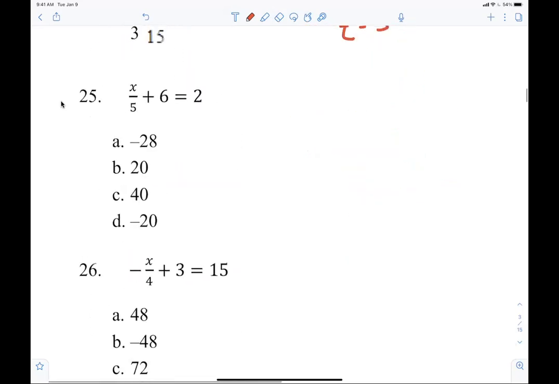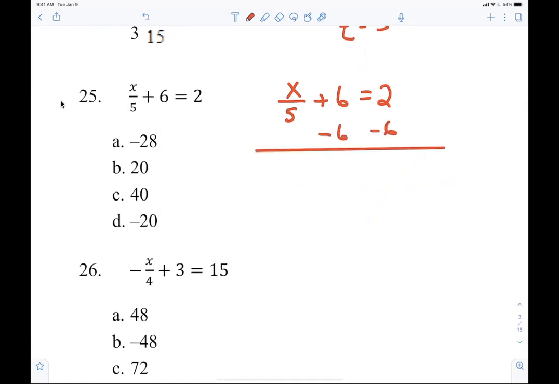All right, 2 more. X over 5 plus 6 equals 2. What do I have to do first? Minus 6. Now what? Multiply by 5. Everybody okay with that? Anybody?